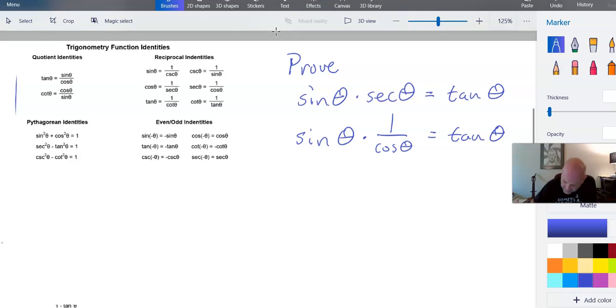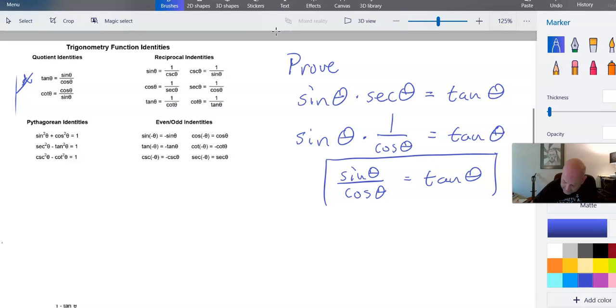Well, if I multiply these two, I get sine theta over cosine theta equals tangent. And because of the fact that that is already a known identity, as a matter of fact, I can pull it up right here, right? That's one of the things that we've accepted to be true. So that means that we have just proven that sine times secant is also equal to tangent.